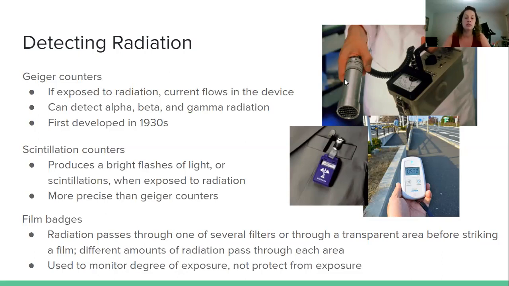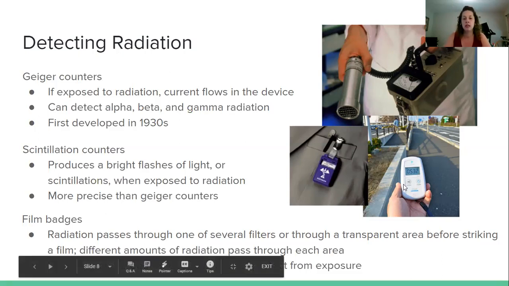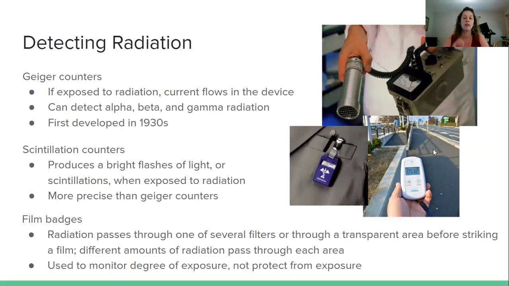The scintillation counter is the one down here on the bottom right, and that produces a bright flash of light, or scintillation. So it flashes light. And when that's exposed to radiation, the flashing starts. It's a little bit more precise than a Geiger counter. And then you have a film badge, and these kind of look familiar. You might have seen people wear those. They wear them on the job.